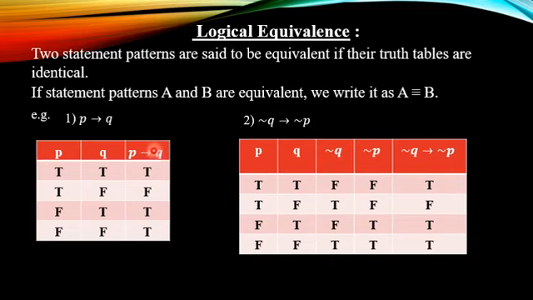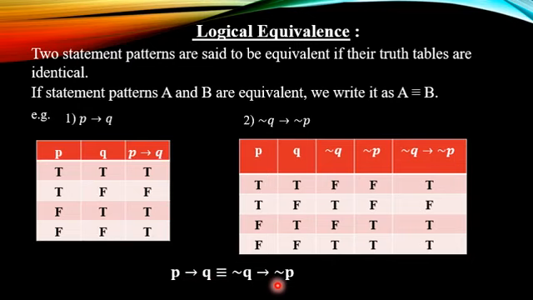Now just compare the truth values of P implies Q and negation Q implies negation P. Here we observe that the corresponding truth values of these two statement patterns are identical. The truth values of P implies Q are T, F, T, T, and the truth values of negation Q implies negation P are T, F, T, T. That means by definition, these two statement patterns are logically equivalent, and this can be written as P implies Q logically equivalent with negation Q implies negation P.